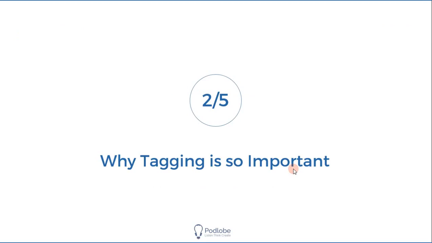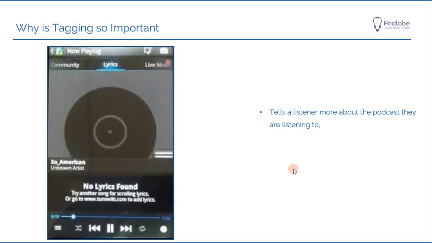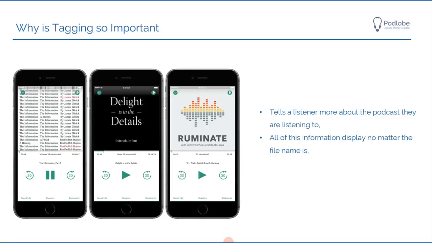So why is tagging so important? Well, for one, it tells your listeners more about the podcast they're about to listen to. Look at this image right in front of you right now. No lyrics, nothing, just so American. If this is the first time I'm listening to it, I don't know the voice of the artist. I don't know the artist. I don't know what the song is about. I don't have any lyrics. Your ID3 tag essentially tells your listener more about the podcast they're about to listen to.